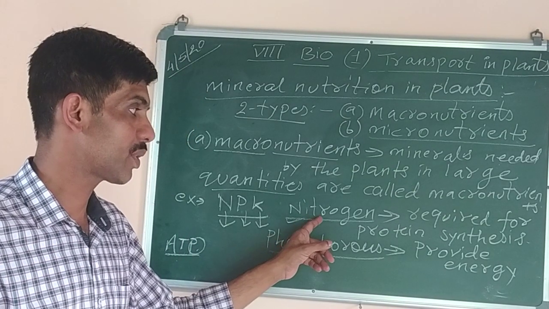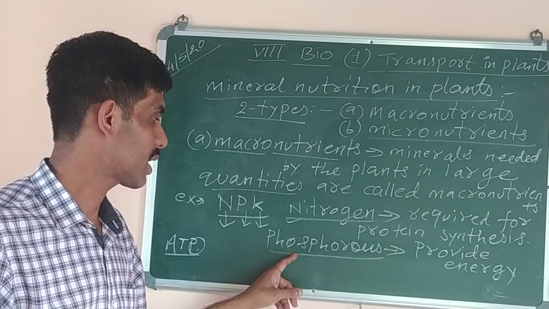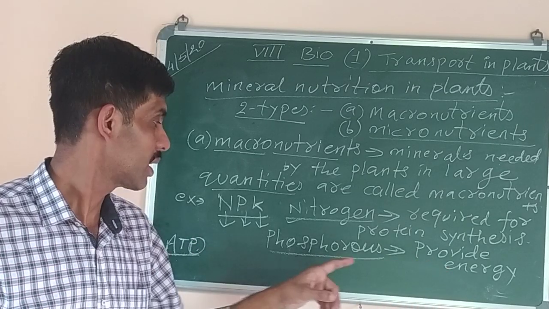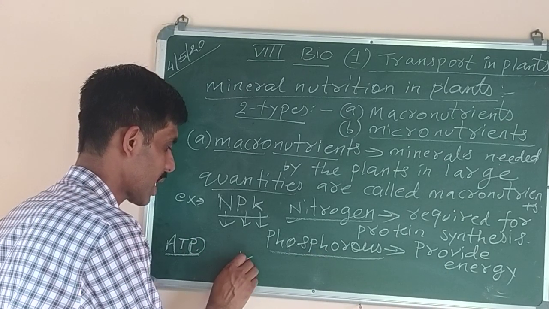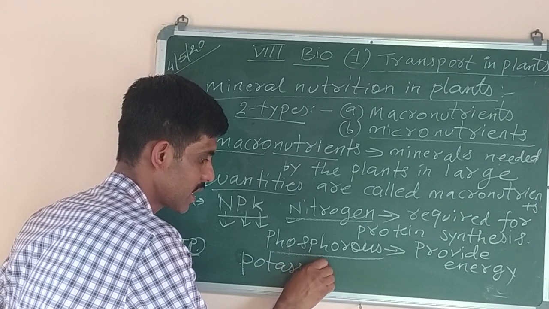So first one is nitrogen. The function is it is required for protein formation. Second one is phosphorus. It is needed for energy production. Then the third one, that is potassium. What is the function of this potassium?